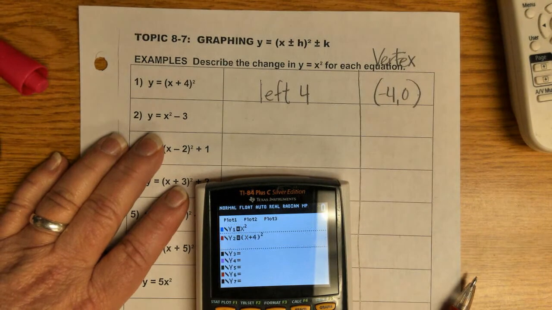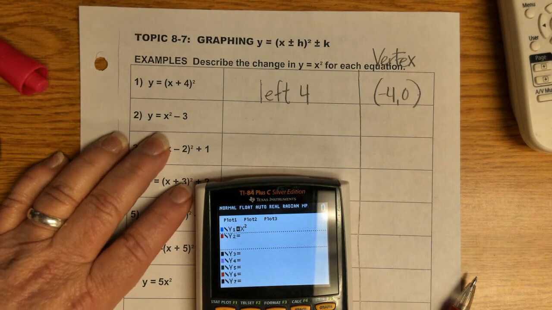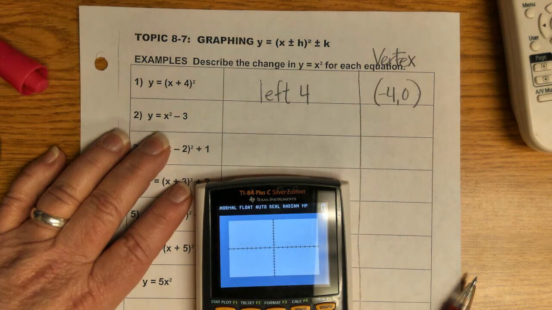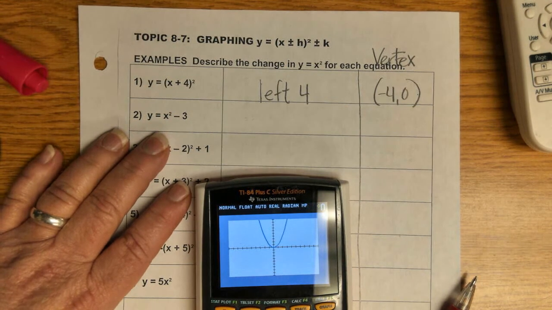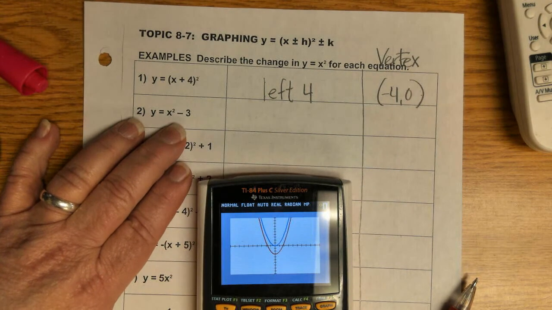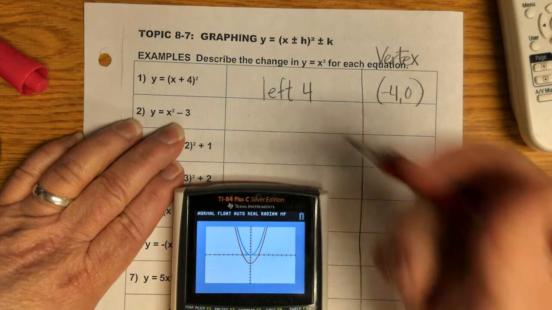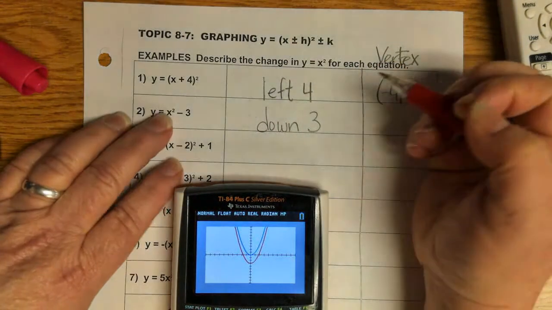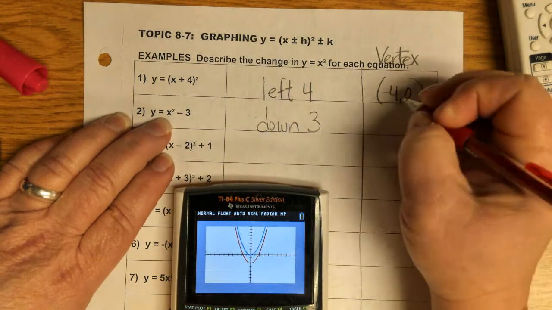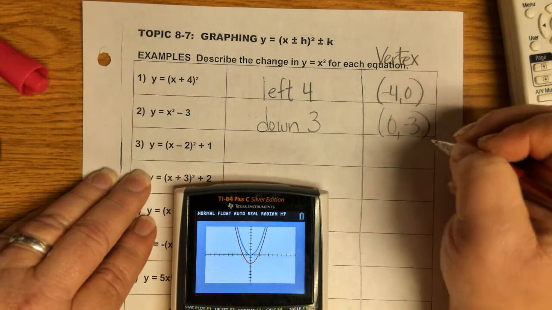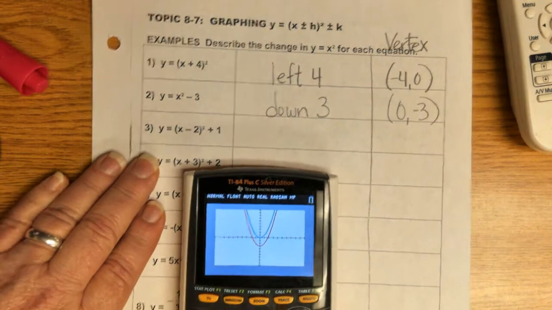The next one says, clear that out, and I'm going to put in x squared minus 3, and I'm going to graph that. This is going to be a little different, because remember, when you have a plus or a minus outside of the x squared, it moves it up or down. So here, you're moving down 3, and so your vertex now is at 0, negative 3.